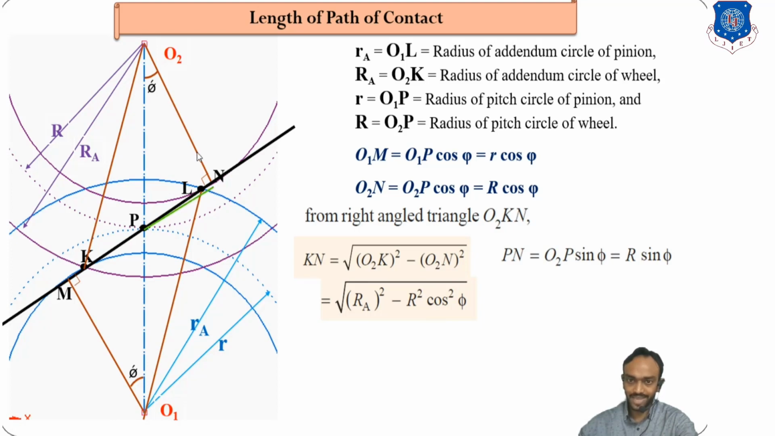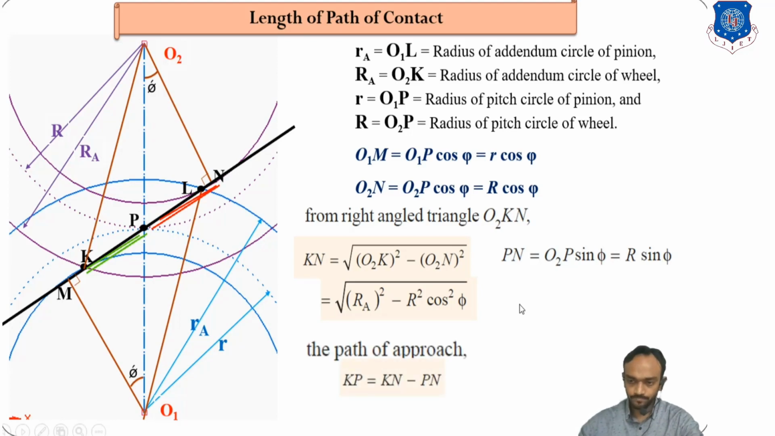PN is the sine component, capital R sin phi. So we want to find this distance KP, and what will be the KP? KP is equal to total KN minus PN. So we will find the KP. Okay, so the path of approach will be KP is equal to KN minus PN.